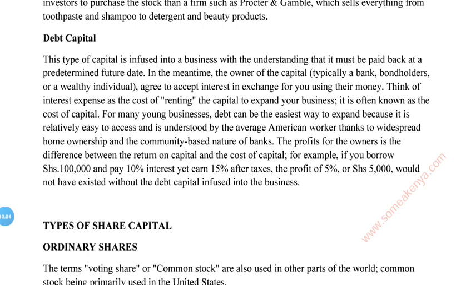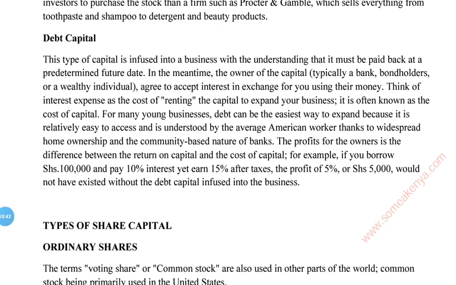In the meantime, the owner of capital, typically a bank, bondholders, or a wealthy individual, agree to accept interest in exchange for you using their money. So think of interest expense as the cost of renting the capital to expand your business. It is often known as the cost of capital.